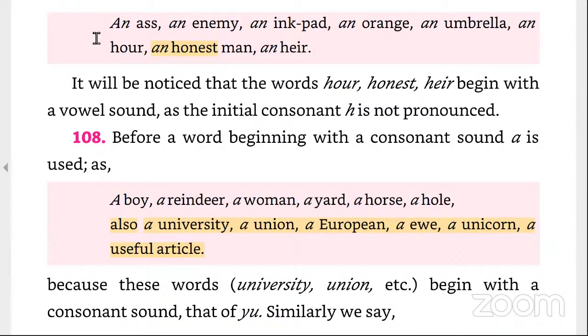And obviously when vowel letters like A or E, or any other like I, O, U, etc., come in the beginning of the word and when they sound like a vowel, then we use an there. So an enemy, an inkpad, an orange, an umbrella, etc.